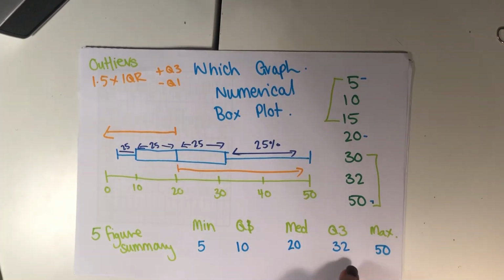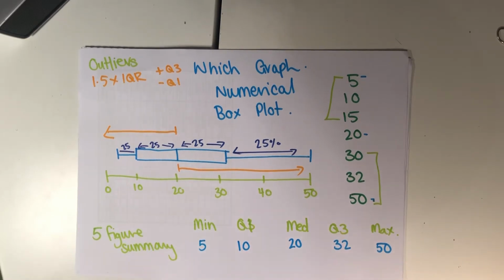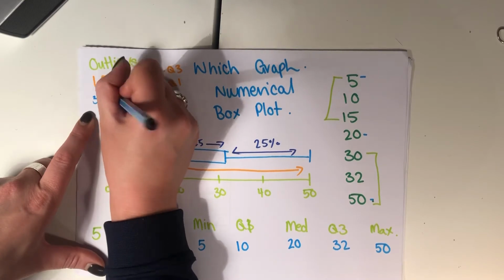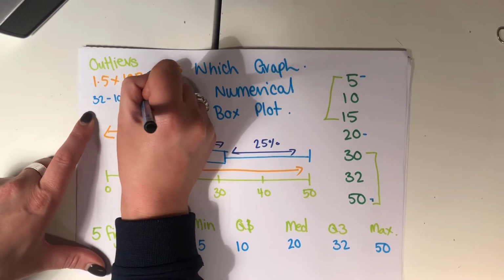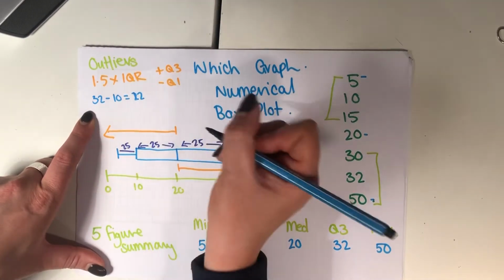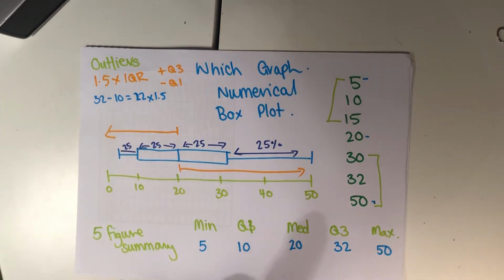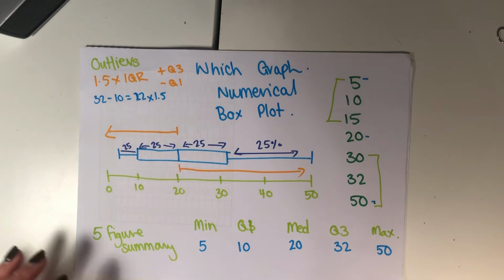So my IQR is 32 minus 10, which equals 22, sorry, times 1.5. Let me just use my calculator so I don't stuff up again. 22 times 1.5 will give me 33.